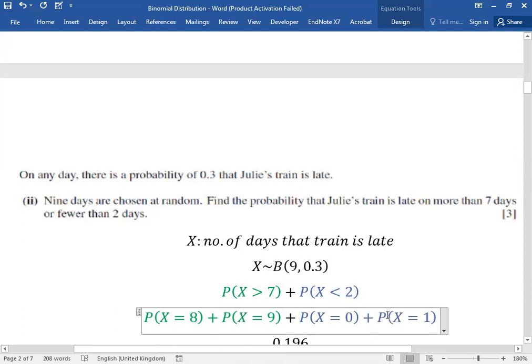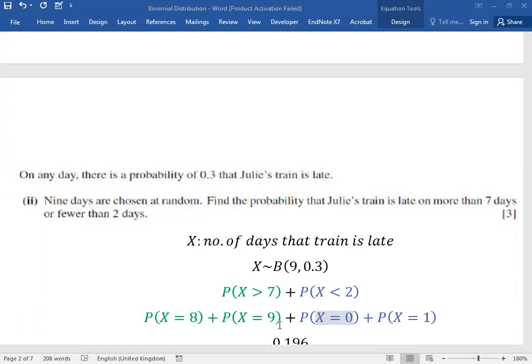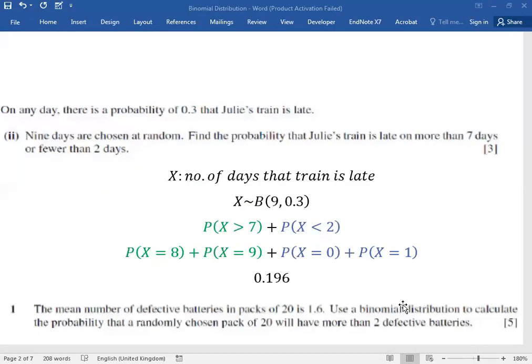Apply binomial for each one of them. Again, here it's very easy. 9 successes means success to the power 9. And here 0 success means failure to the power 9. Find all the probabilities, add them up, let me know what do you get. Let's have a look, the answer to the previous one is 0.196.